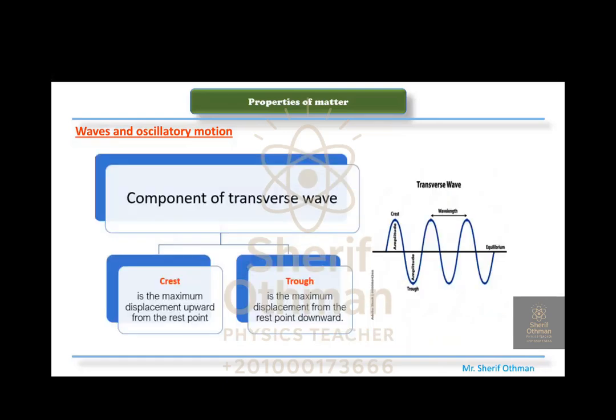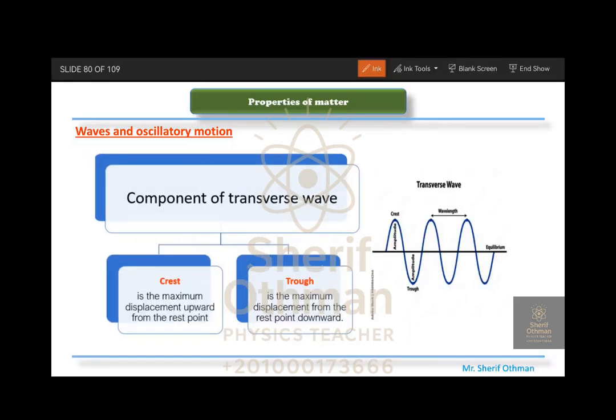Components of transverse wave. The transverse wave consists of crest and trough. Crest is the maximum displacement upward in a certain position, and the trough is the maximum displacement in the opposite direction, downward. So the crest is the maximum displacement upward from the rest point, while the trough is the maximum displacement from the rest point downward.